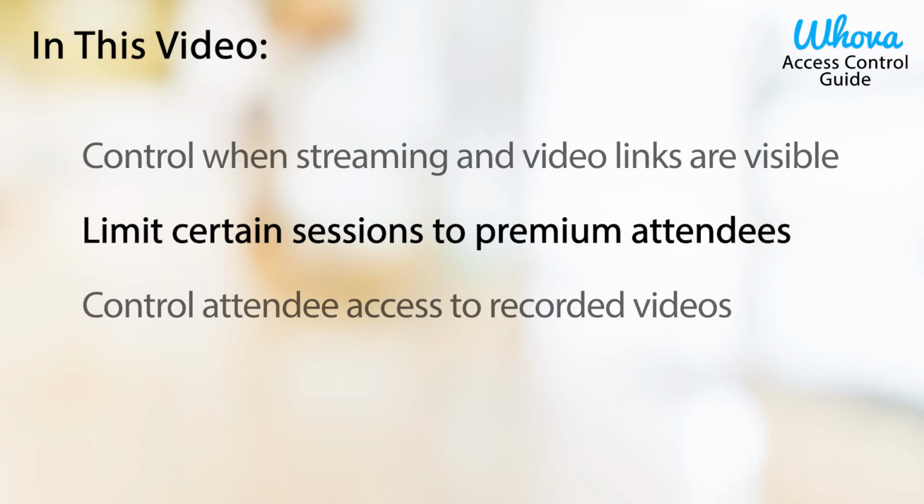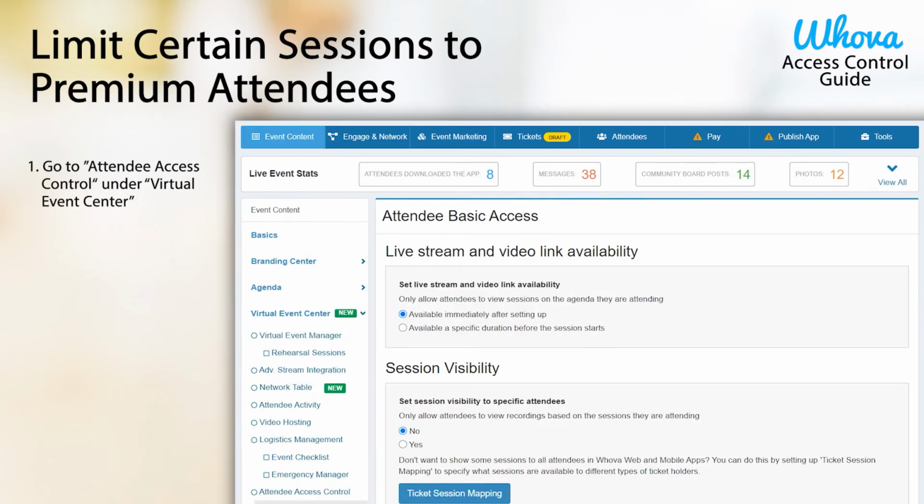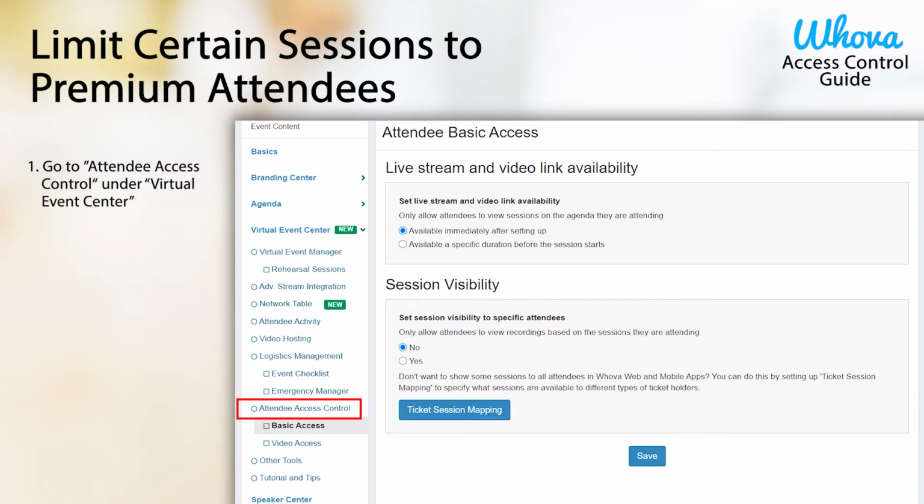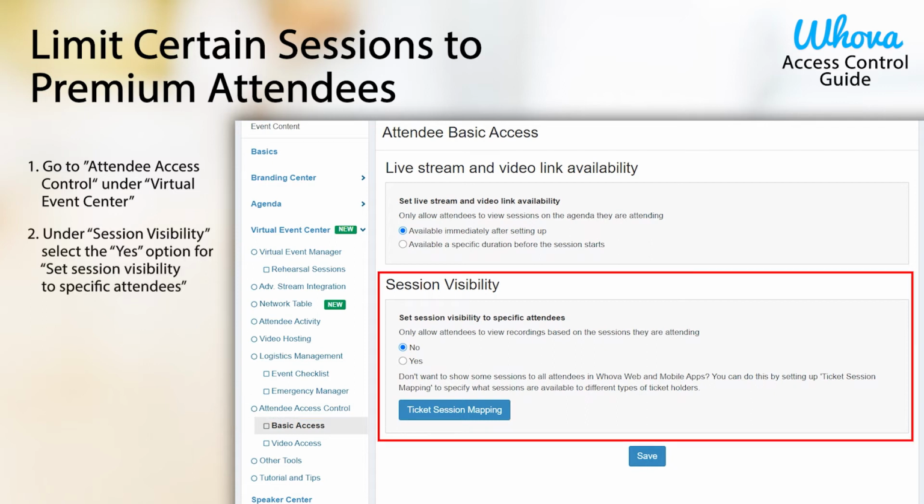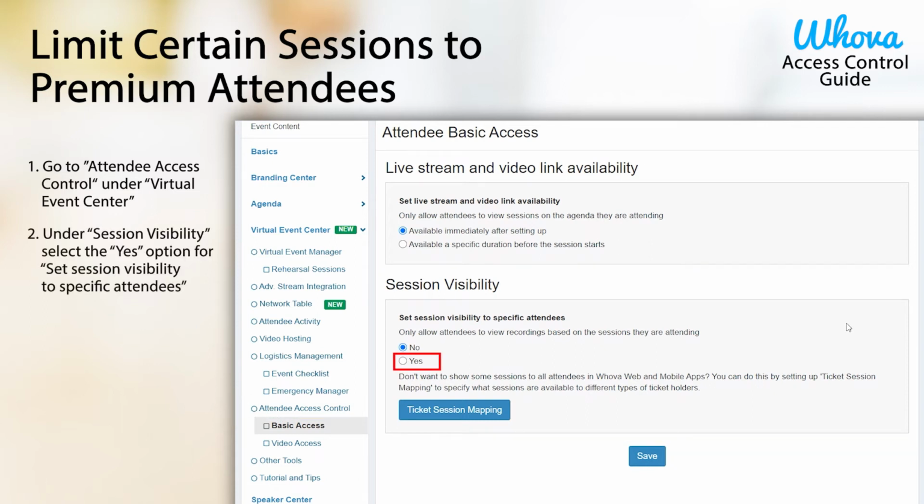Now on to limiting certain sessions to only specific attendees. Head back into Attendee Access Control, and under Session Visibility, select the Yes option. This will allow attendees to only view the streams and videos based on the sessions they are attending. You can set which sessions they are attending through Ticket Session Mapping.